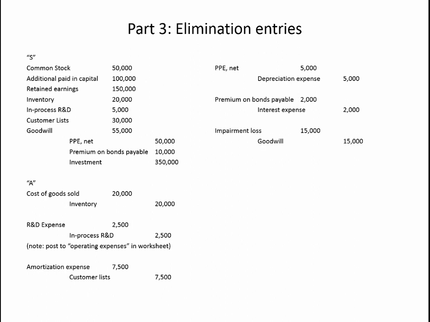Then lastly, we have the impairment loss. Again, in the S entry, we created $55,000 in goodwill. That was the beginning of year value. By the end of the year, that's been impaired. We have to reduce it down to $40,000, recording a $15,000 impairment loss.